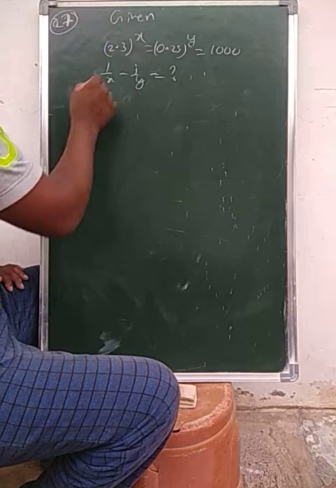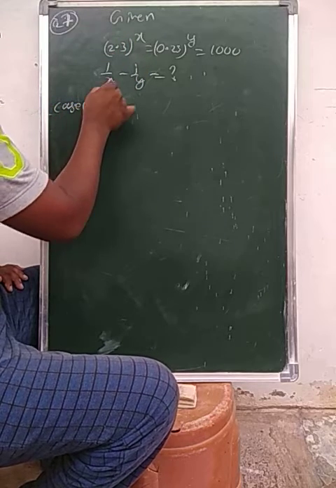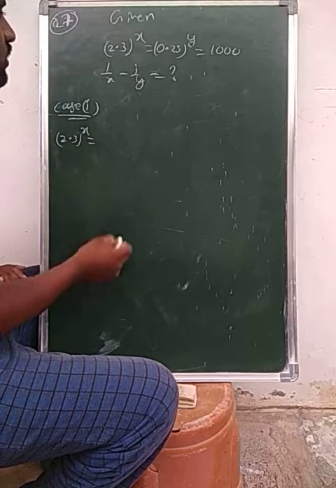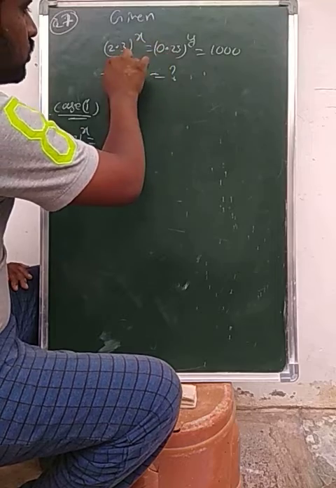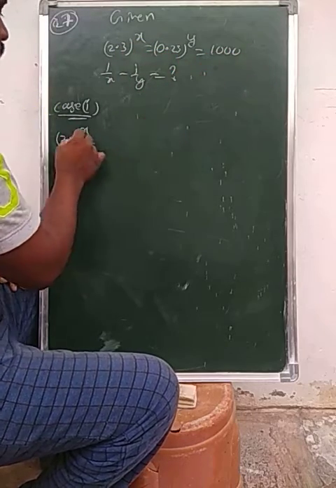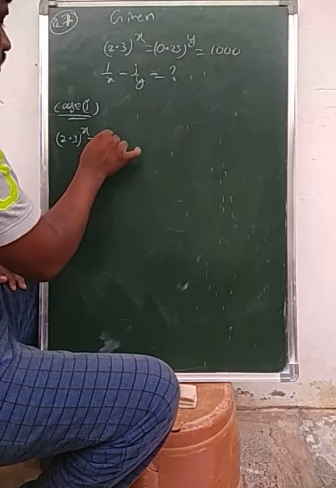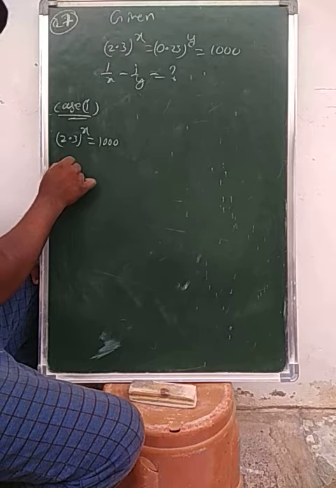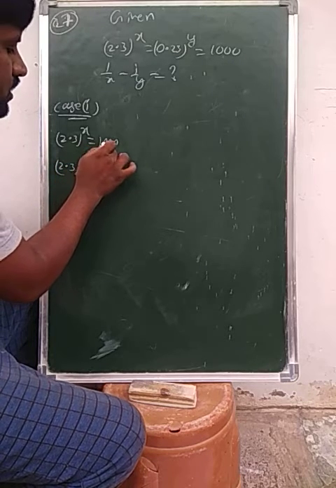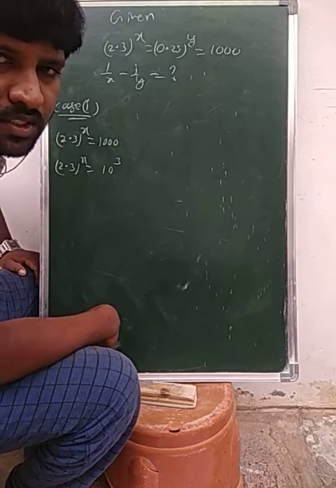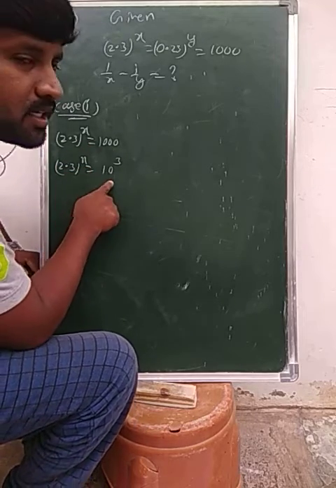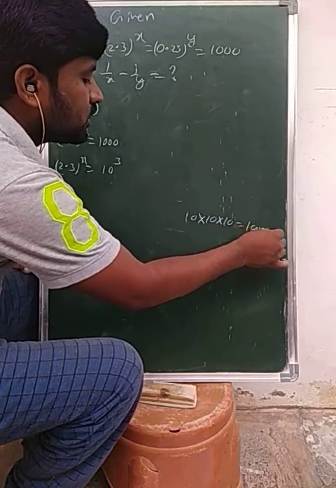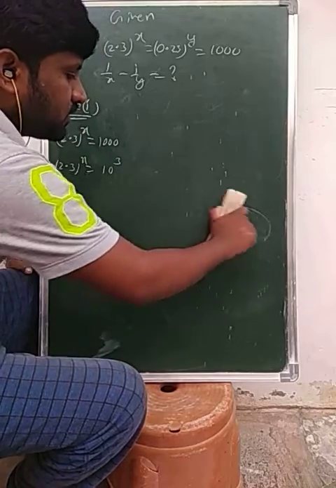Now what I am doing here, first of all, I am taking case 1: 2.3 power x is equals to 1000, individually. Now see here, 2.3 power x is equals to 1000. We can write 1000 as 10 power 3, because 10 into 10 into 10 is equals to 1000. You can write it as 10 power 3.